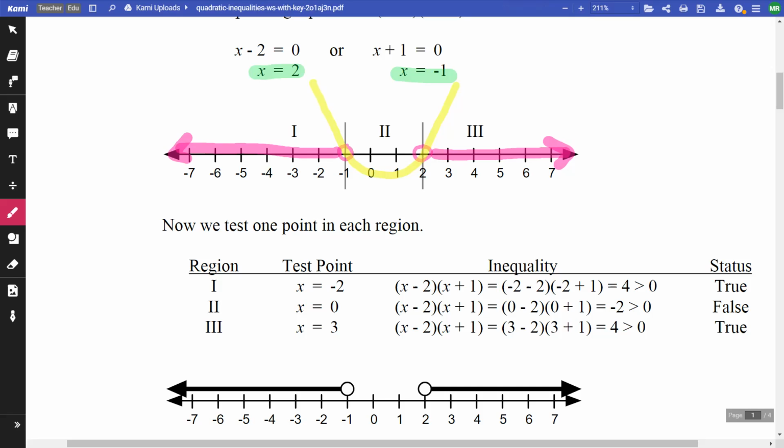So if I draw my parabola through it, that's the yellow part I drew, which I don't really need, so I can take that away. I want to see where it's above 0, where it's at 0, and where it's below 0. If I want greater than, I want it above 0. If I want less than, I want it below 0. And if it has to equal 0, then those would be solid dots.